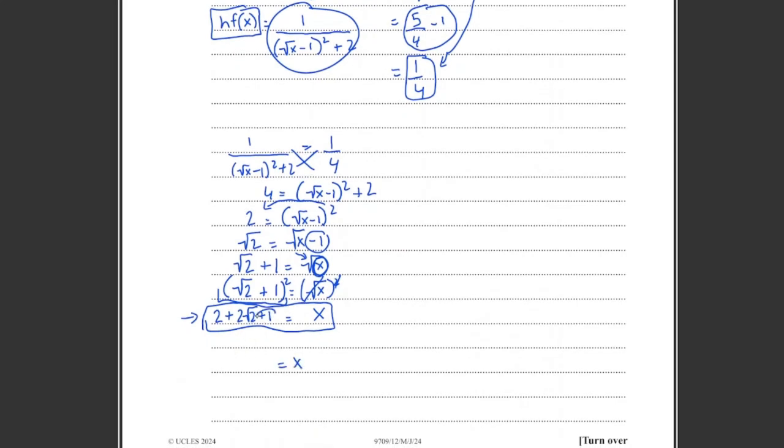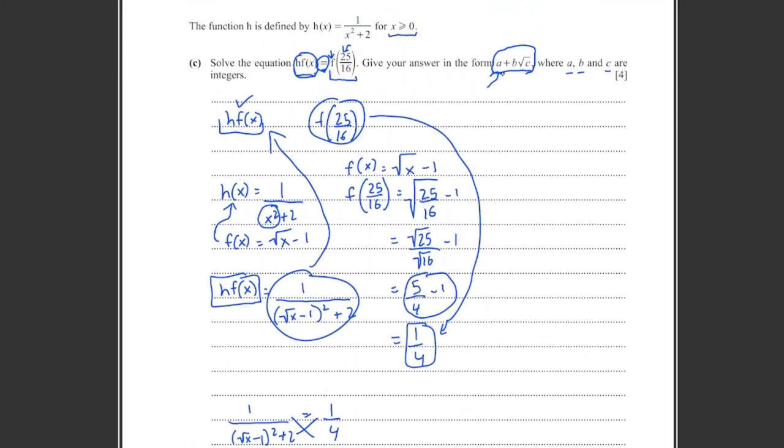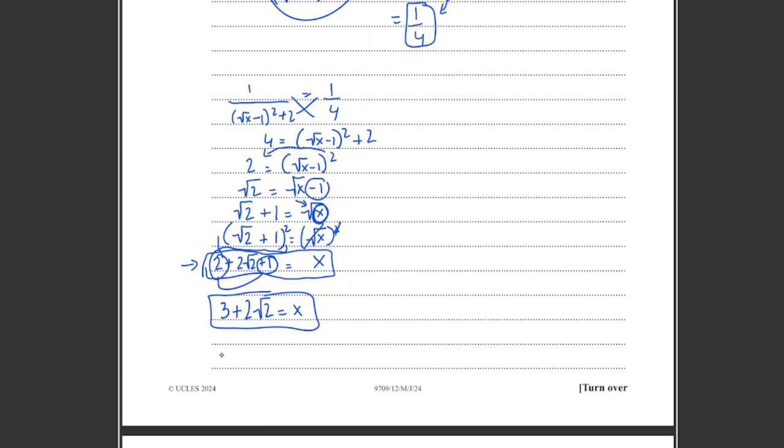This 1 is going to add up with that 2. So I'll basically have 3 plus 2 under root 2. And so this is actually similar to the form they want me to give the answer in. I do have an a, I do have a b, and I do have a c. So this 3 is my a, this is my b, and then this is my c.